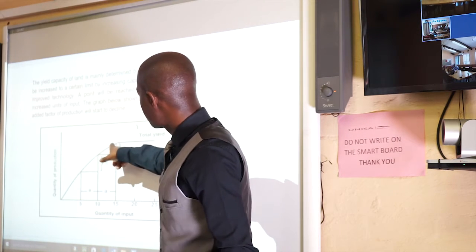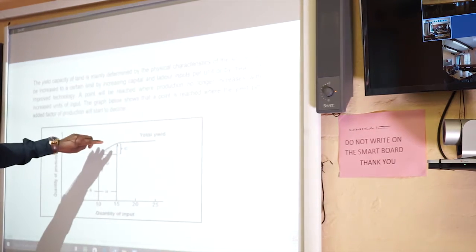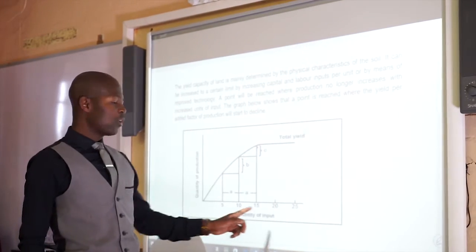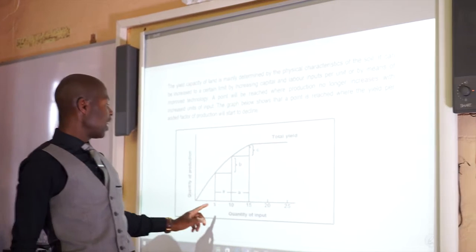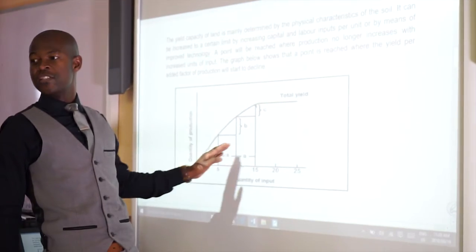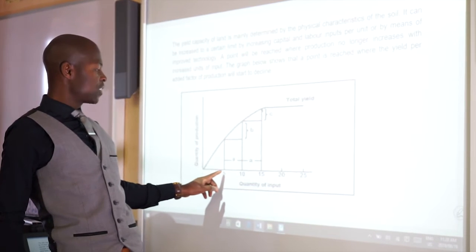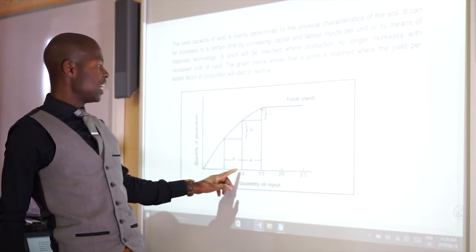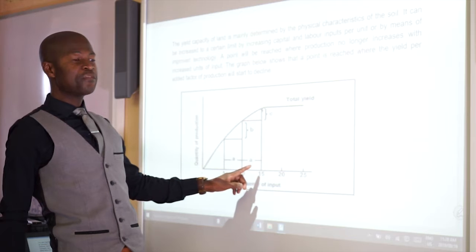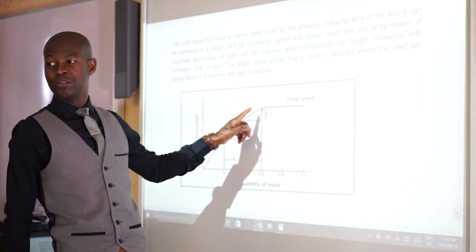At 15, you can see that this is our maximum production. You keep on adding those inputs. Now, from 0 to 5, we see that the graph is increasing. Okay? So at 5, it's increasing. At 10, it's increasing. At 15, it's increasing and it reaches its maximum production.